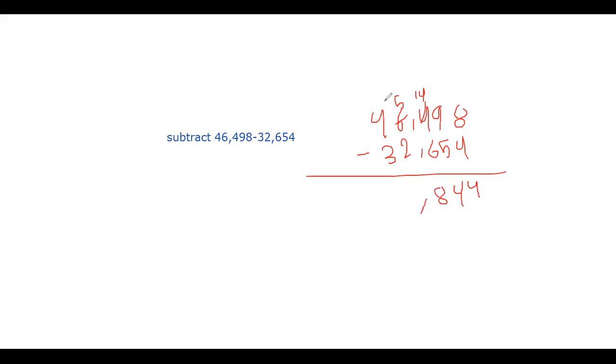And this is my comma. Now 5 minus 2 is 3. And 4 minus 3 is 1. And that's the final answer. That's the final answer.